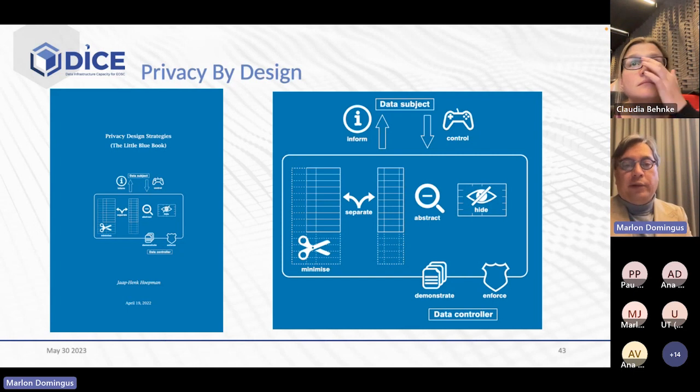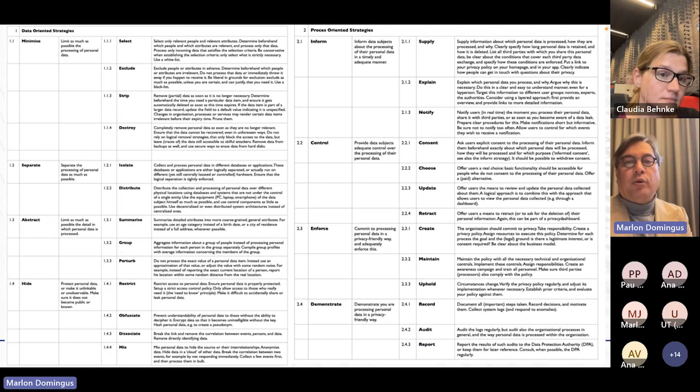He came up with this framework with data-oriented and process-oriented strategies. This is the short version I made. There are four data-oriented strategies: minimize, separate, abstract, and so on, and you can see what your portfolio is in terms of measures.